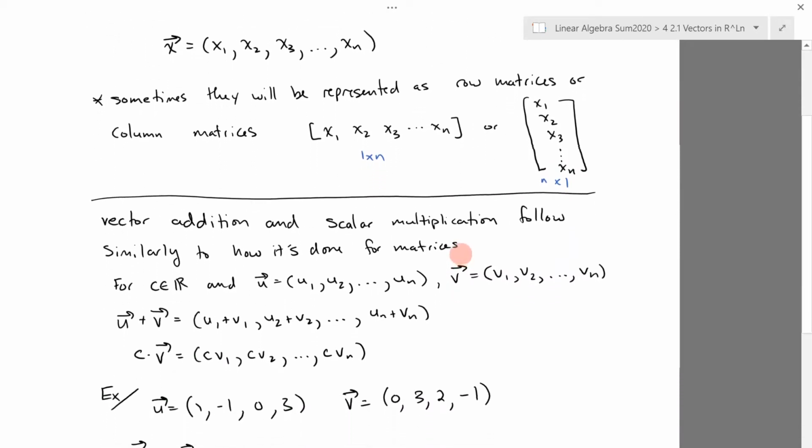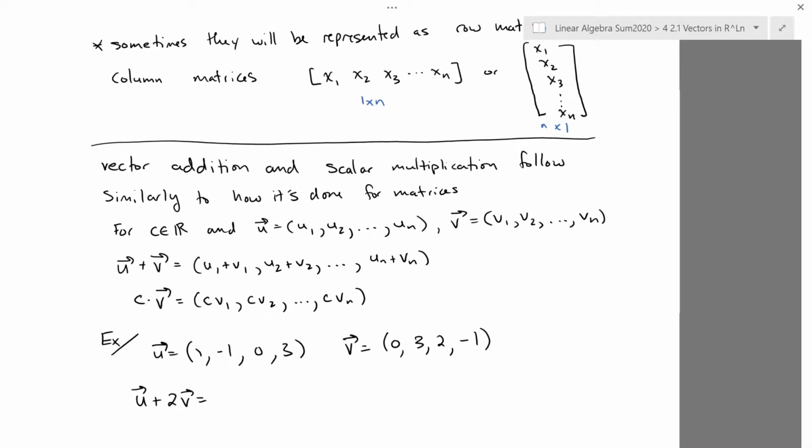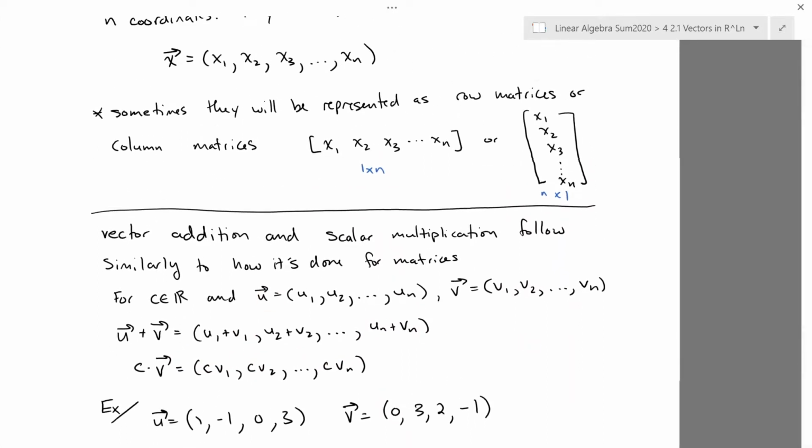So the vector addition and scalar multiplication for n-dimensional vectors are exactly how you expect them to be. So to add two vectors, you just add the corresponding coordinates for each of the coordinates. So add the first coordinates together, add the second coordinates together, and so on. And scalar multiplication just means you multiply all of the coordinates by the scalar multiple. So if you just think of it as a row vector like this, it's exactly the same as the operations for matrices.